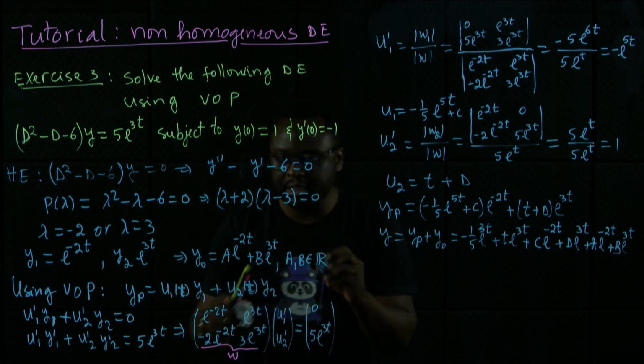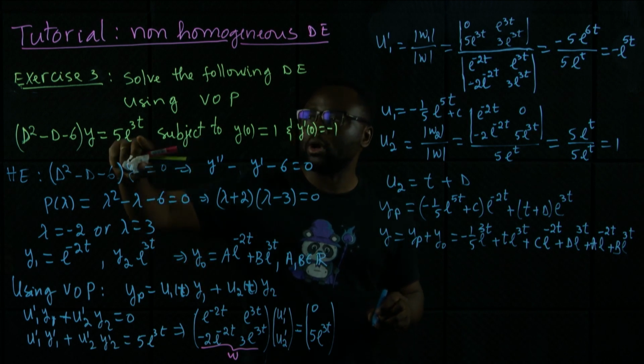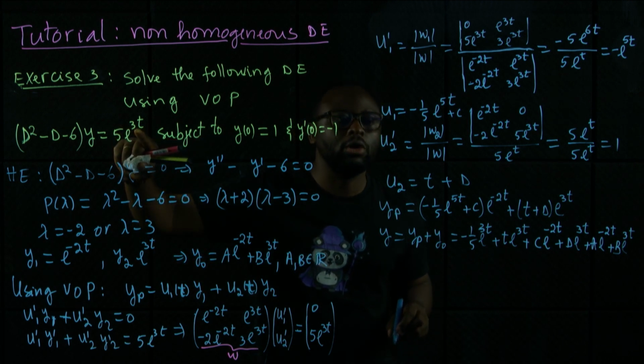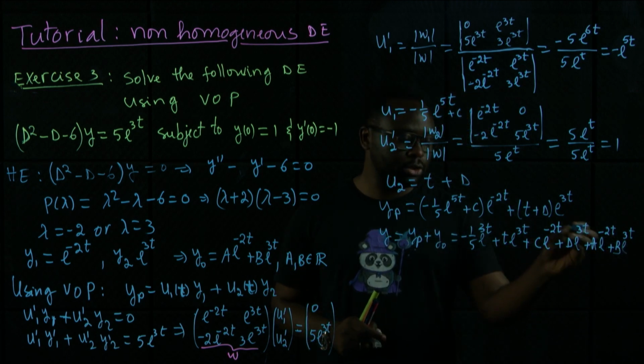You should not use t and x at the same time. It should be only one. And in this case, you're already given t, so you should only use t as your variable here. All right, this is what we have as a general solution.